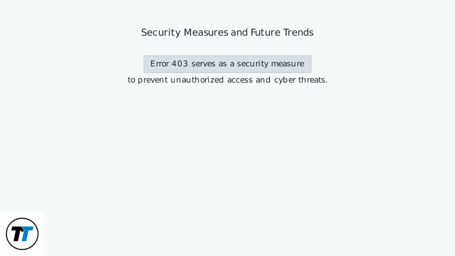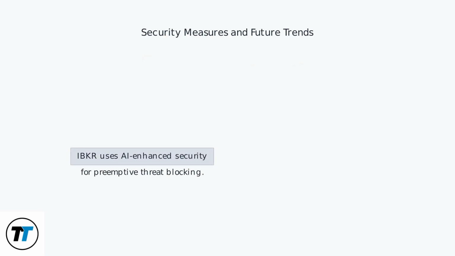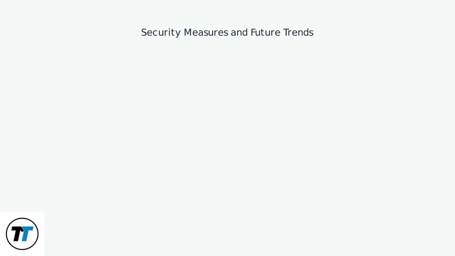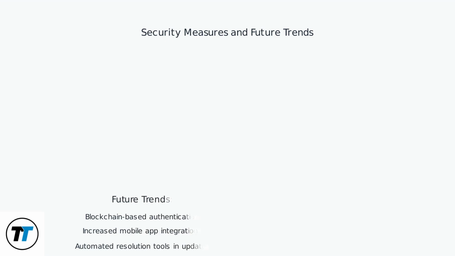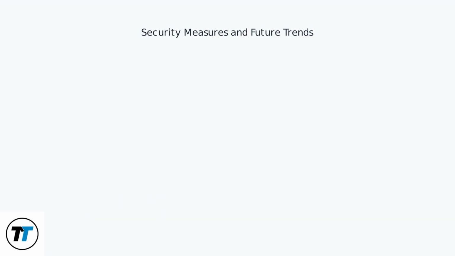IBKR's 403 errors are a security measure to prevent unauthorized access and cyber threats. The platform uses AI-enhanced security to preemptively block threats. Future trends may include blockchain-based authentication to minimize IP checks. Expect increased mobile app integrations and automated resolution tools in future updates. IBKR prioritizes security over convenience, so be prepared for proactive security measures.